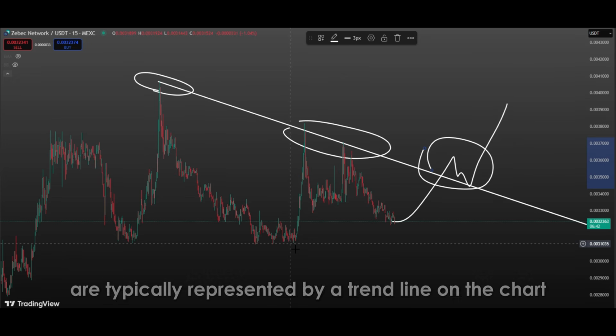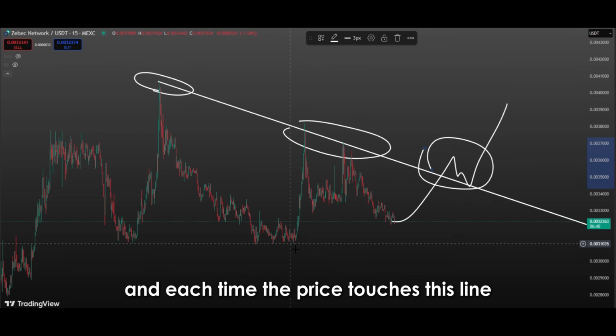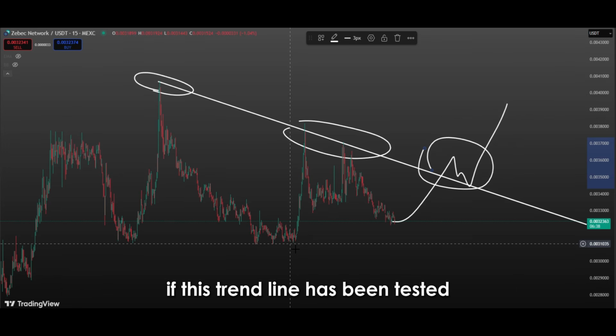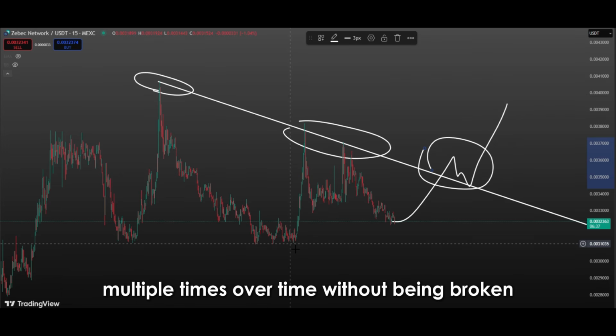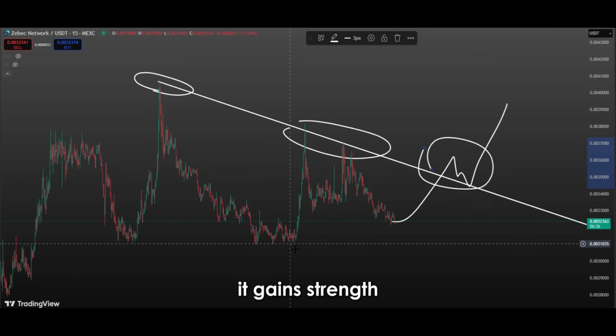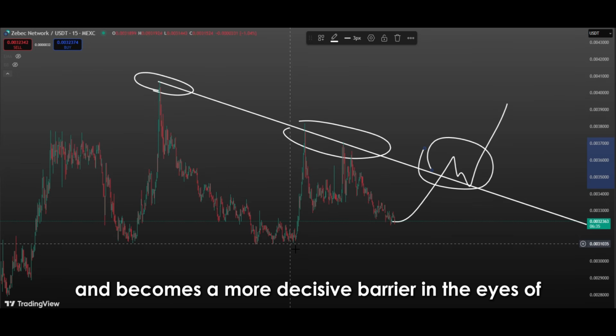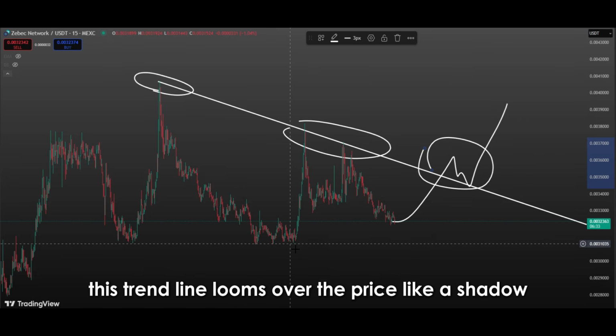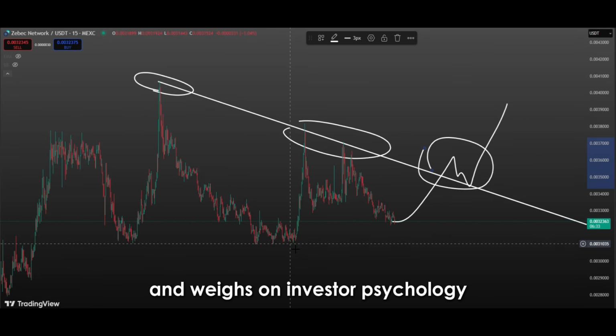Such downtrends are typically represented by a trend line on the chart, and each time the price touches this line, it faces downward pressure and retreats to lower levels. If this trend line has been tested multiple times over time without being broken, it gains strength and becomes a more decisive barrier in the eyes of investors. At the same time, this trend line looms over the price like a shadow and weighs on investor psychology.